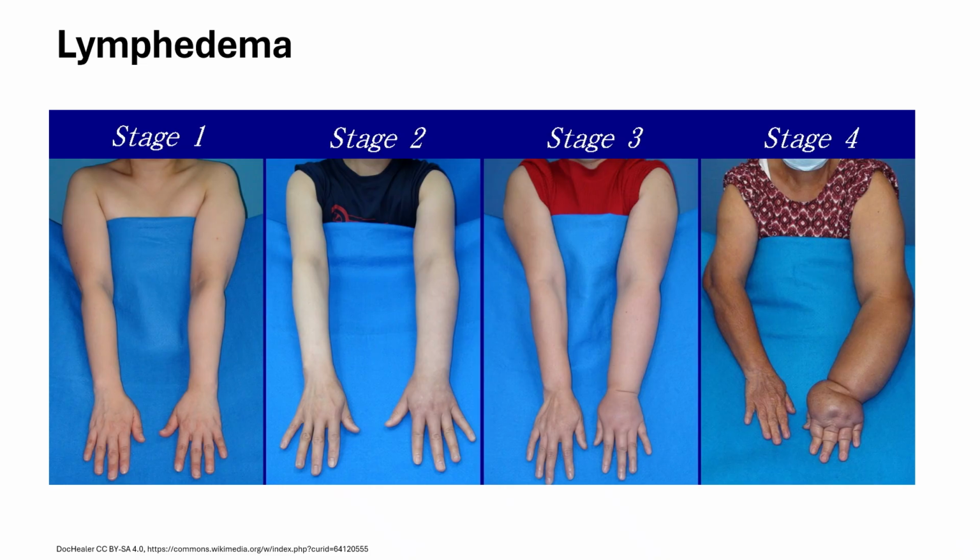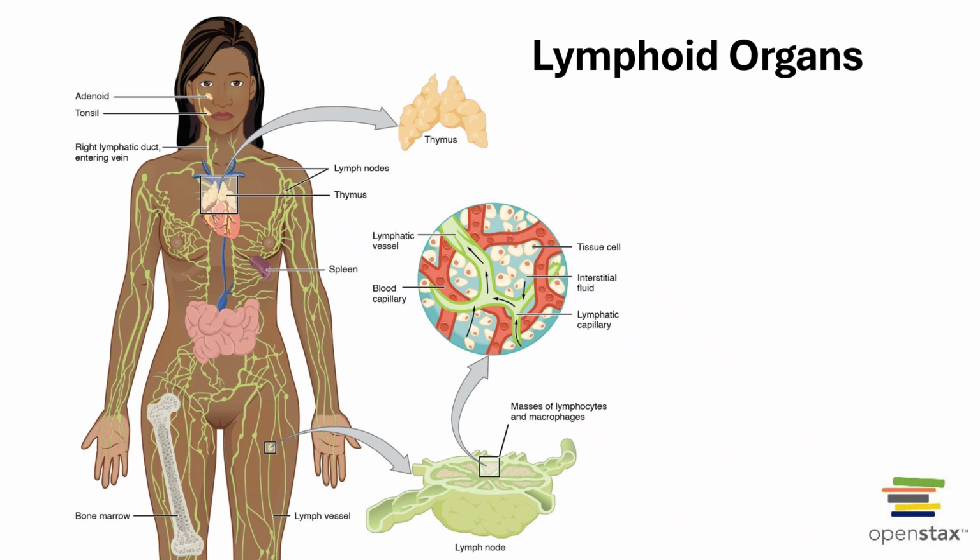If lymphatic drainage is disrupted, fluid can accumulate. Edema is swelling caused by excess interstitial fluid. Lymphedema occurs when lymphatic vessels are damaged or blocked. Now let's discuss lymphoid organs.